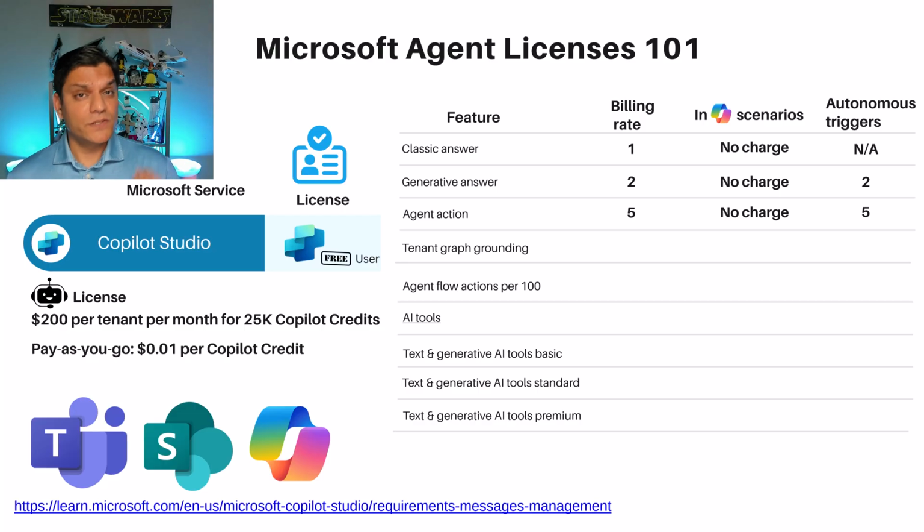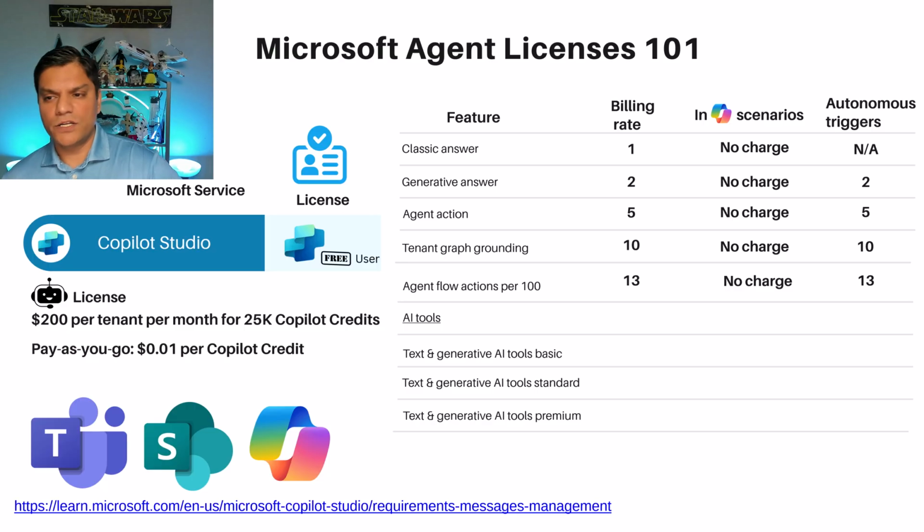Tenant graph grounding has always been on a higher amount, and yes, it still stays at 10 credit consumption if you're building a conversational agent with Copilot Studio, or if you're building an autonomous agent with Copilot Studio. For both of them, it is consumption of 10 credits. But for M365 Copilot license, again, no charge. Do you see a theme going on over here? I'll talk about that more at the end. Agent flow actions per 100 calls, it is 13 credits, either if you're having a conversation or autonomously.